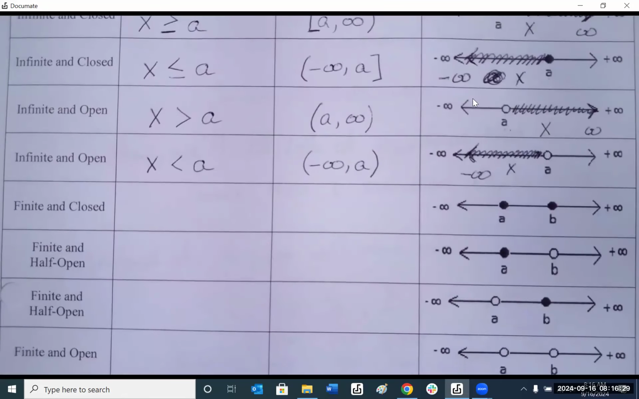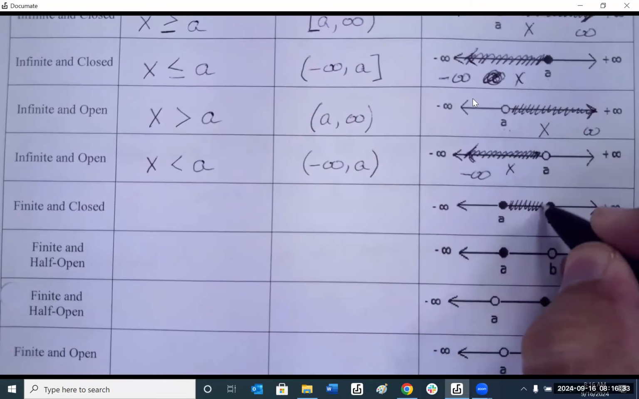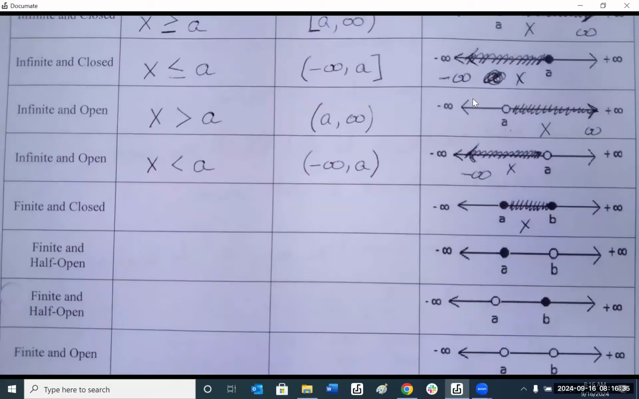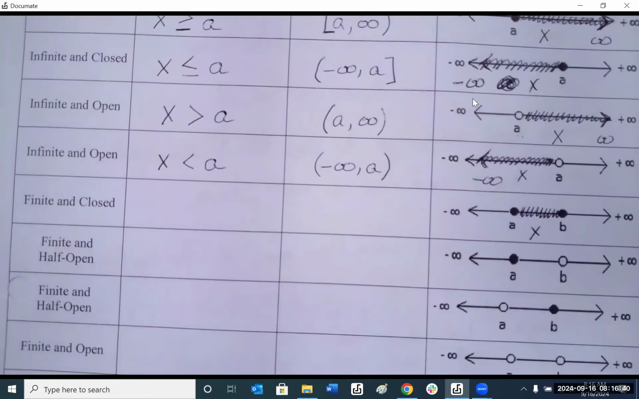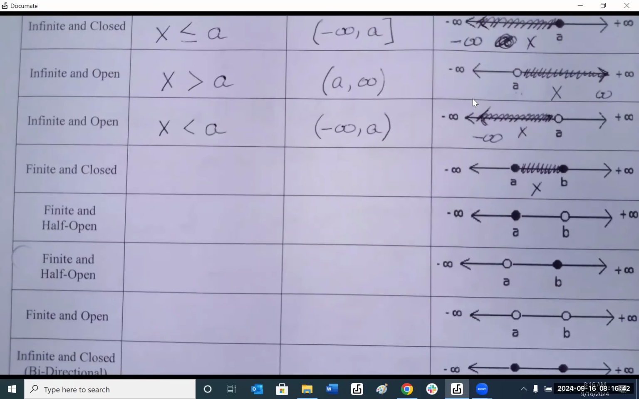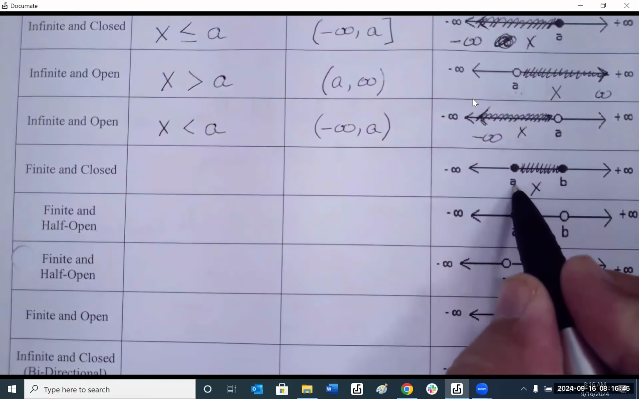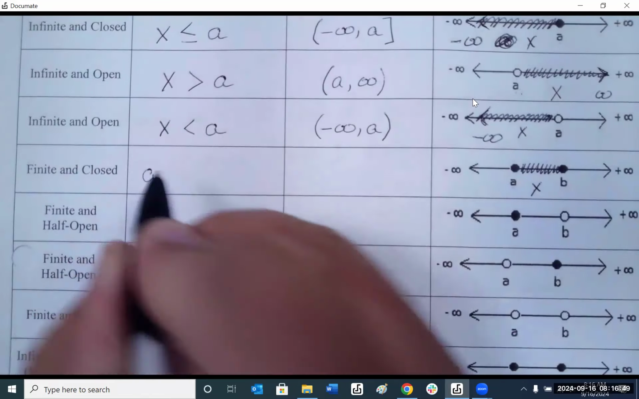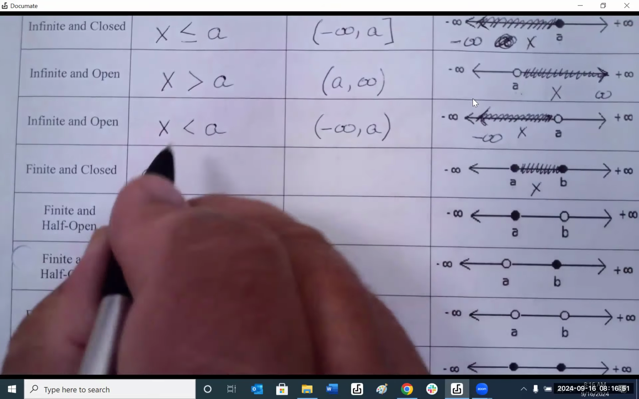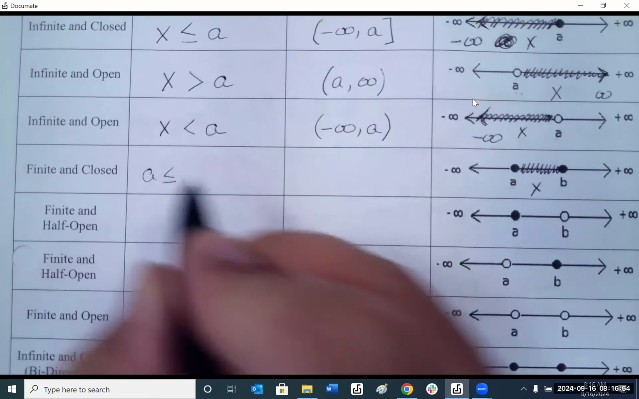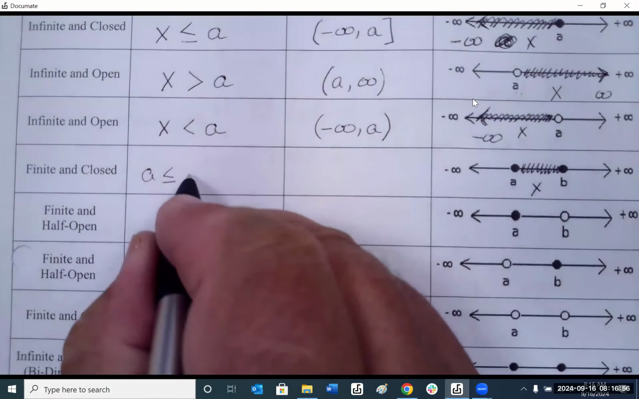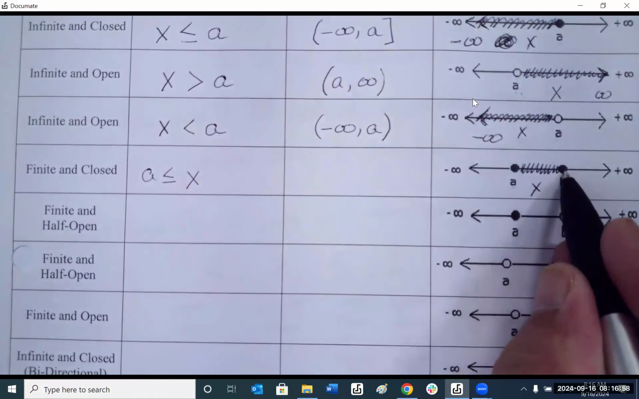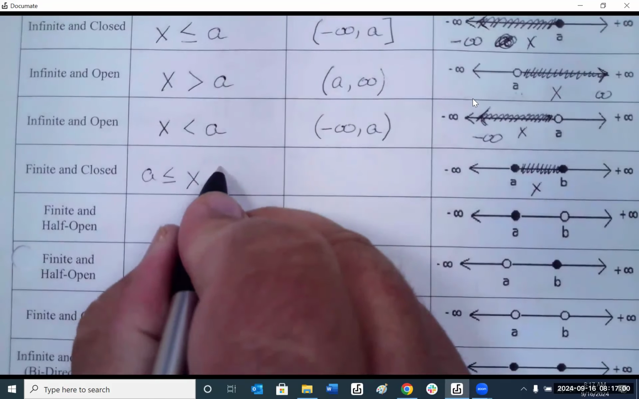The next four are finite sets, where x is between two numbers. So what this one says, X is to the right of A, to the left of B. So in other words, we're reading left to right. A is less than or equal to X, solid. And X is less than or equal to B.